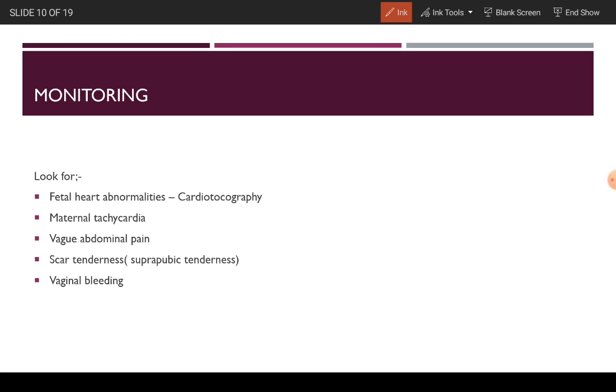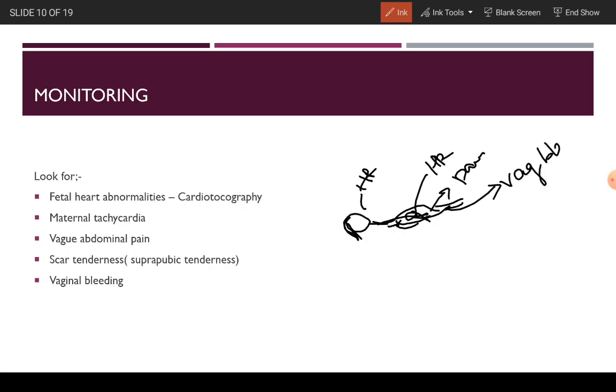Now let us see how to monitor. So we have to monitor the mom. We have to monitor the baby. So you have to look for the heart rate of the mom. Maternal tachycardia will be there. In the fetus also there will be some heart abnormality. And abdomen, you have to ask if there is any pain or tenderness in the scar, or in the vaginal examination you will get vaginal bleeding.